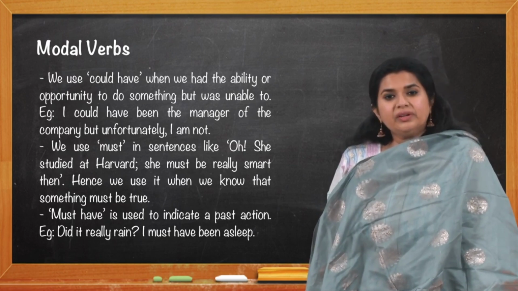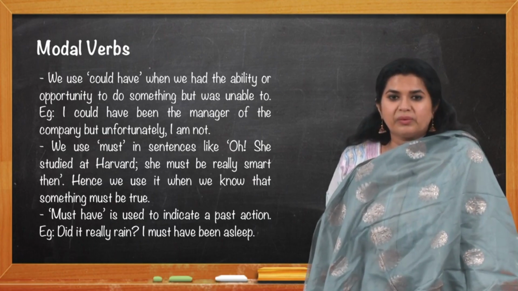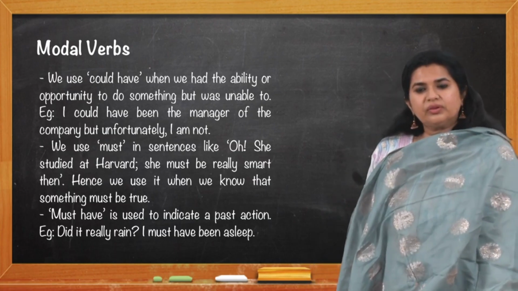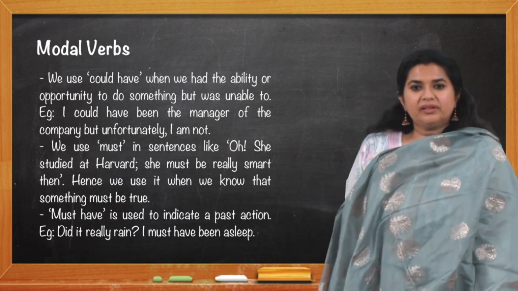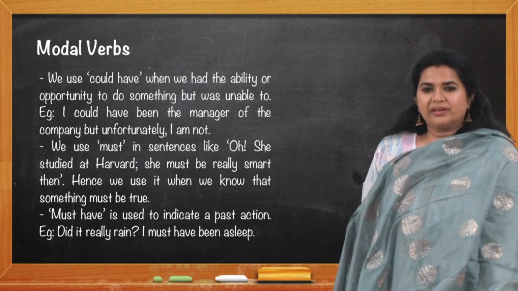Here we use it when we know that something is true, must be true. Must have is used to indicate a past action. Did it really rain? I must have been sleeping, I missed it.